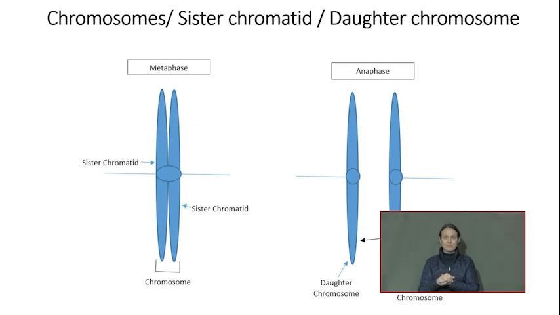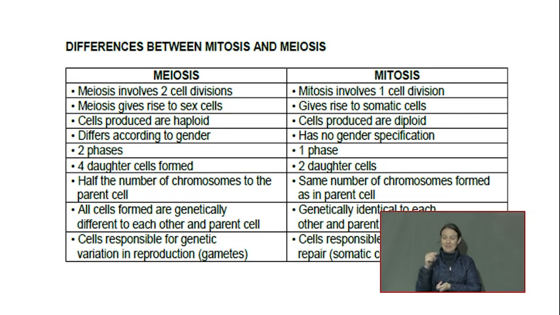That is why we say they are homologous chromosomes. And then the difference between mitosis and meiosis. Please go and study this. We know that meiosis involves 2 cell divisions, while mitosis involves 1 cell division. Go and study those differences.